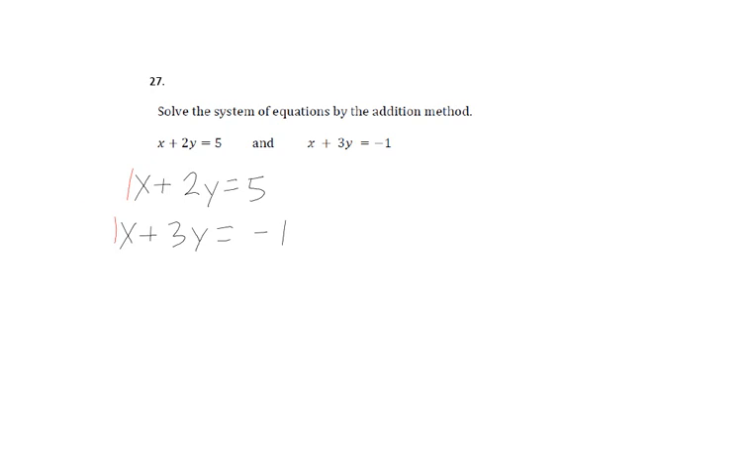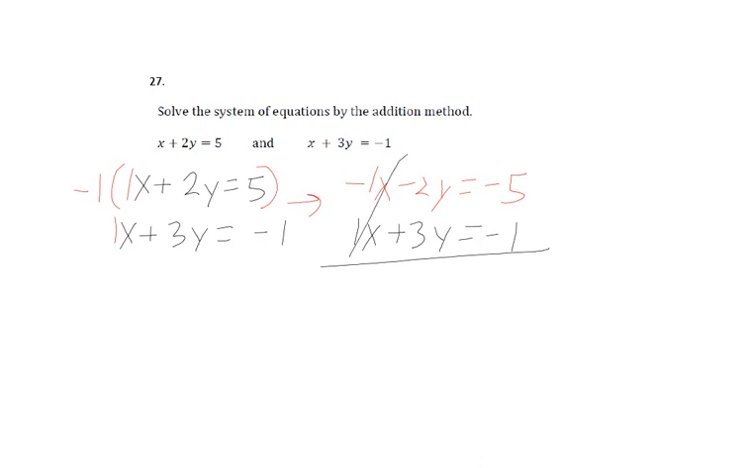I will multiply the top by negative 1. It's okay as long as I multiply everybody on top by negative 1. So that's negative 1x minus 2y equals negative 5. Bottom will stay the same. Notice that the x's will cancel out, so 3 minus 2 is y, or 1y, equals negative 6.